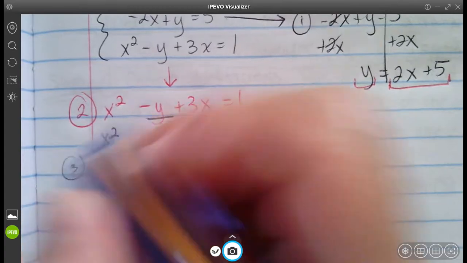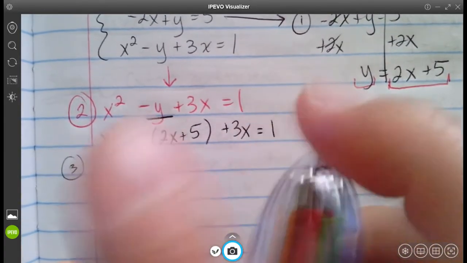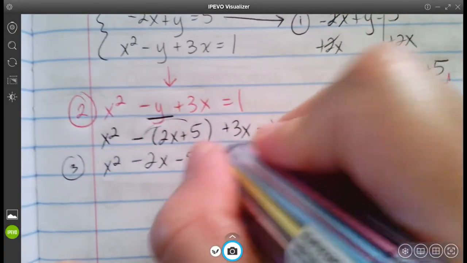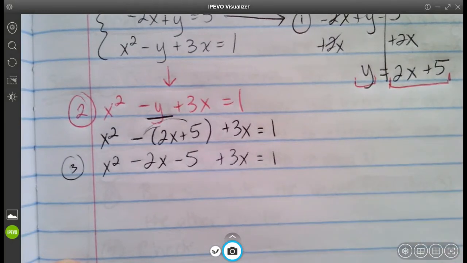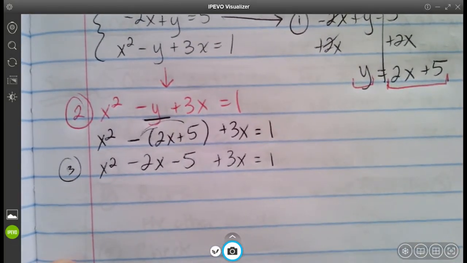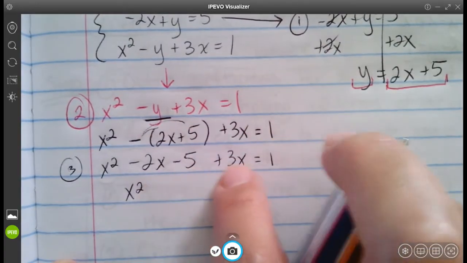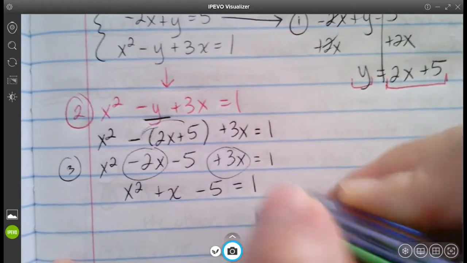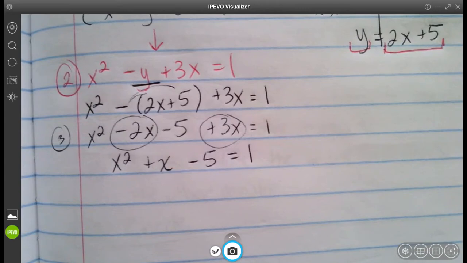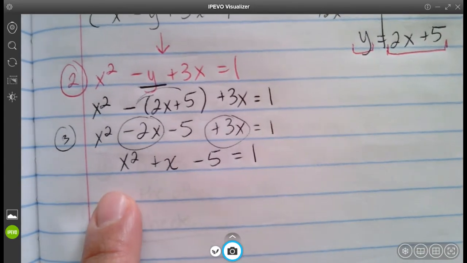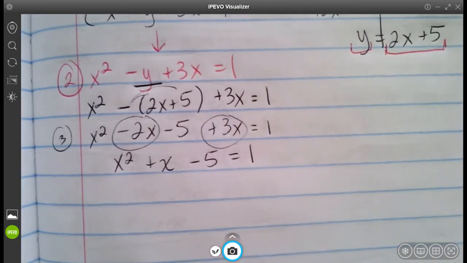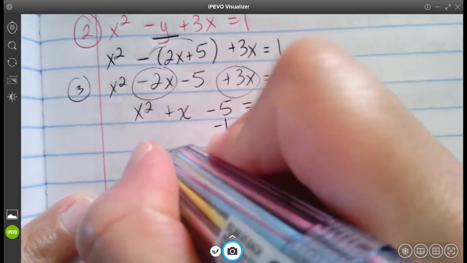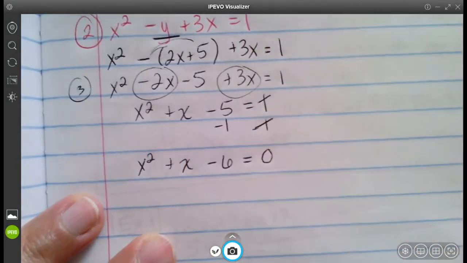Step number 3 is to solve this. So let's simplify and see what we get. This is going to be x squared, distribute the negative, so minus 2x minus 5 plus 3x equals 1. Sorry about the shaking. Simplify: x squared, negative 2x and positive 3x gives us positive x, minus 5 equals 1. Here, some of you might get stuck. Whenever you have a quadratic, generally you try to get everything over to one side. So I'm going to move the 1 by subtracting, which gives us x squared plus x minus 6 equals 0.